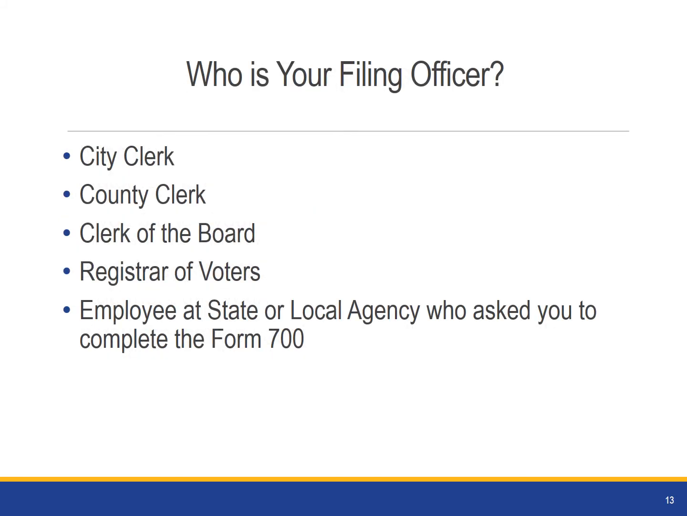We have mentioned filing officers in previous slides, but you may not know who your filing officer is or what he or she does. Your agency's filing officer is the person responsible for collecting, reviewing, and retaining the completed statements for your agency. In cities, it is probably the city clerk. In counties, it may be the clerk of the board. In state agencies and other local agencies, such as special districts, it is usually the person who asks you to complete the Form 700.